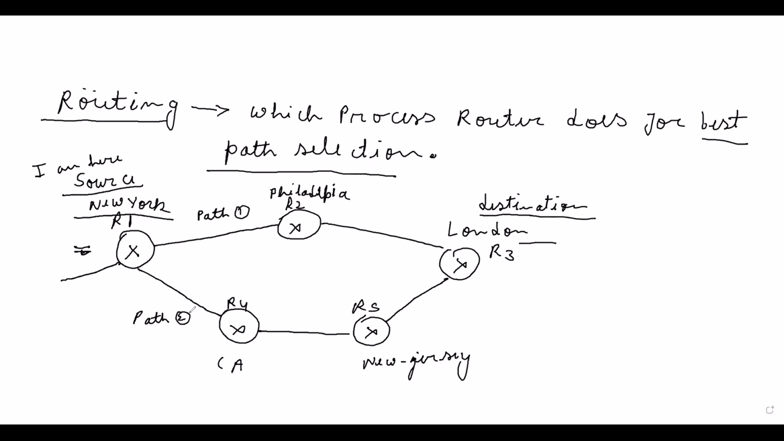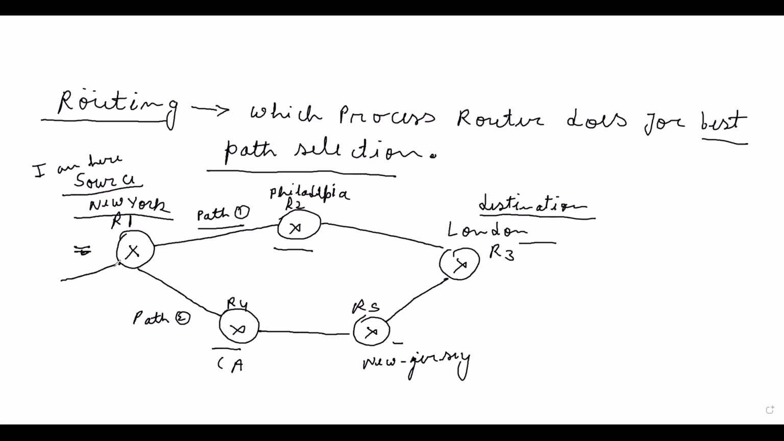You mean the best path to London? Best path to go to London. Yeah, I think it will travel to Philadelphia, then London. Yeah, because there I have only one stop, and here I have 2 stops. So that means it's the best path to go to London. Okay.